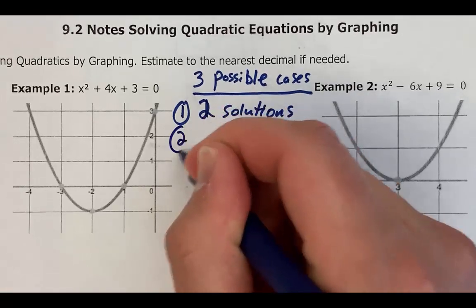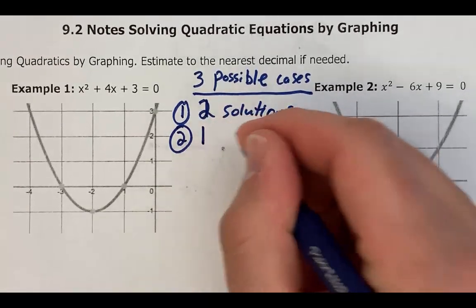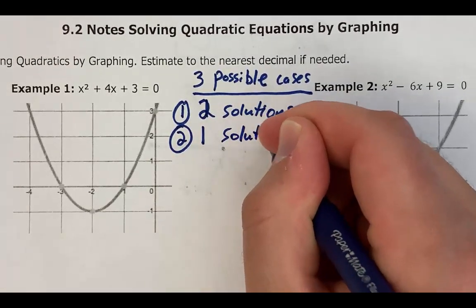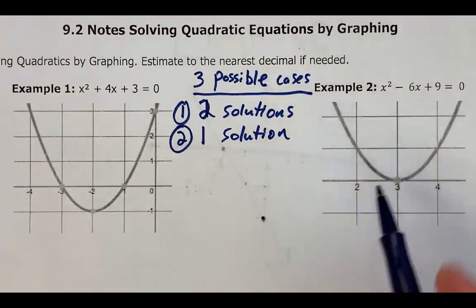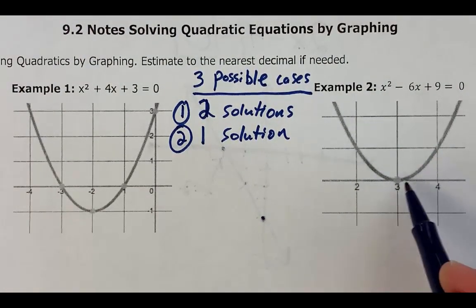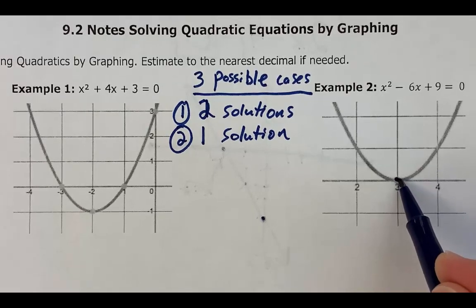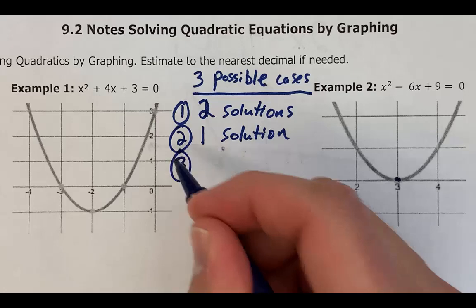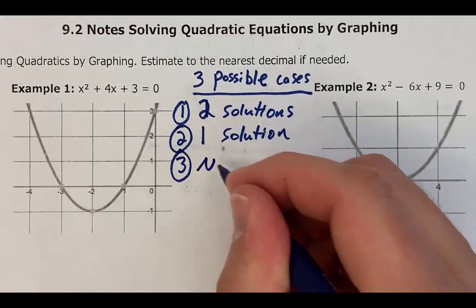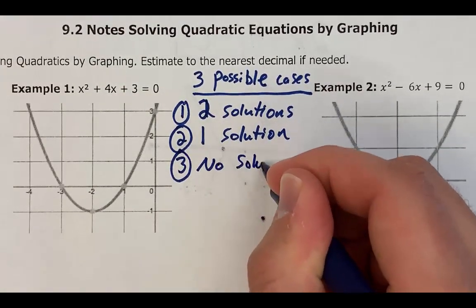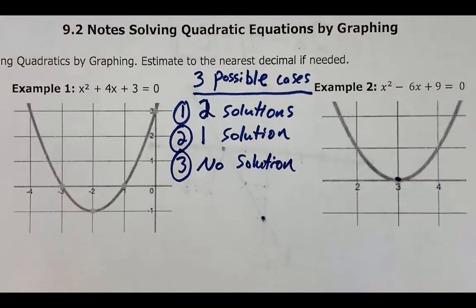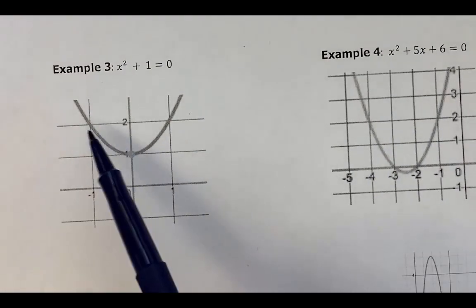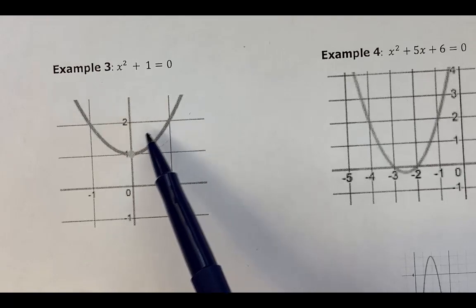Case number 2, there's one solution. That would be an example like number 2 here, where the graph comes down and hits the x-axis at just one point. Case number 3 is that there's no solution. That's a situation like example 3 down here, where the parabola never crosses the x-axis.